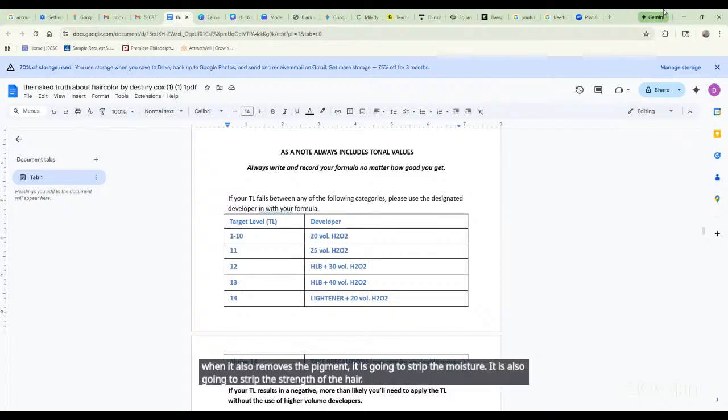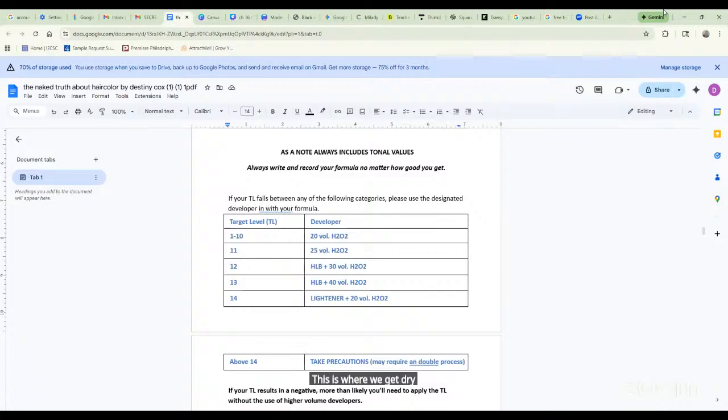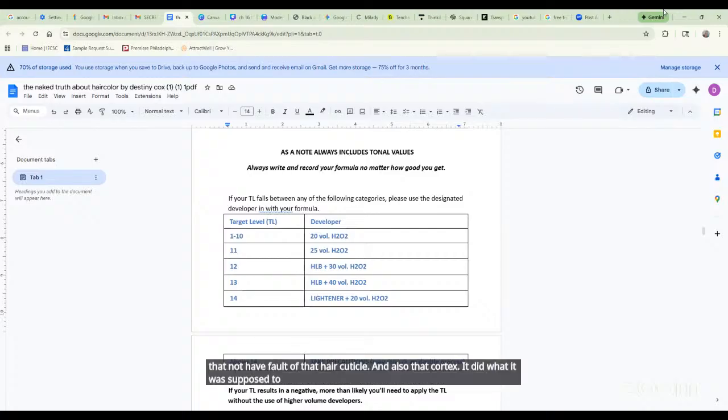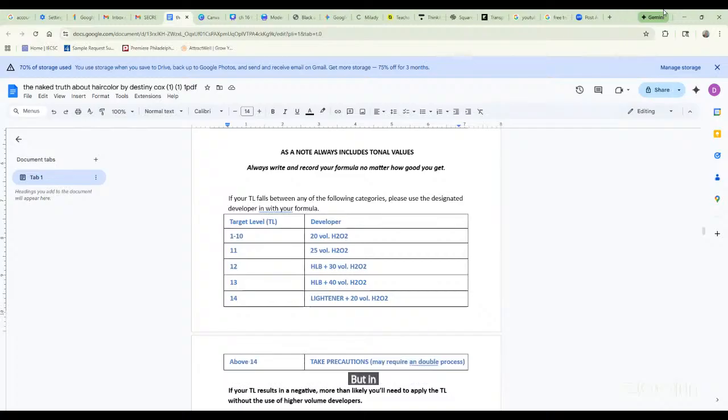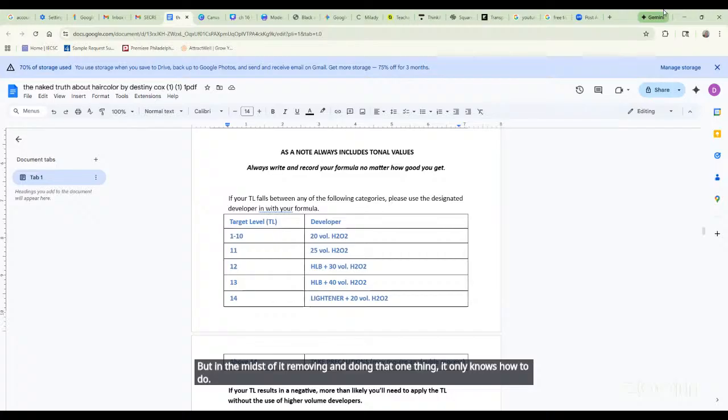This is where we get dry, breaking, brittle, split hair after a lightener, a bleach service, because the lightener went in and just ransacked that hair cuticle, and also that cortex. It did what it was supposed to do. It removed what it was supposed to remove. But in the midst of it removing and doing that one thing it only knows how to do, it took everything else.